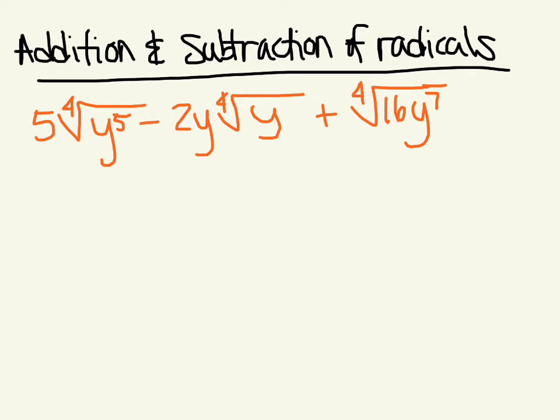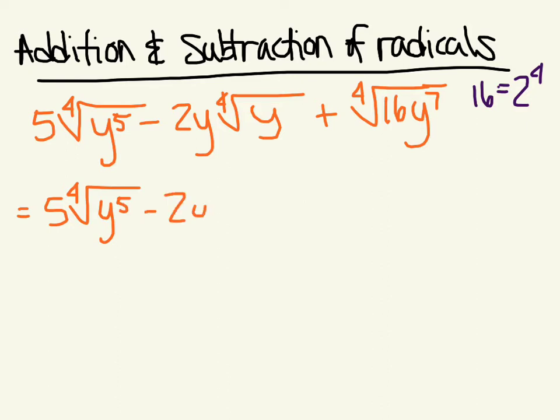Well, the first thing we have to do here is factor the 16, because anytime we're simplifying radicals, we want to make sure all of our numbers are factored as far as possible. And so hopefully you remember that 16 is equal to 2 to the 4. So that's going to give us 5 times the 4th root of y to the 5 minus 2y times the 4th root of y plus the 4th root of 2 to the 4 y to the 7.